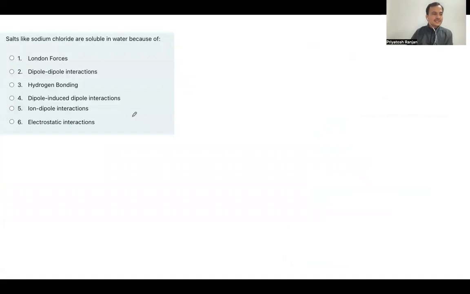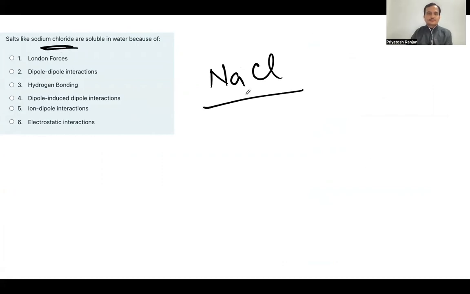Now, this is another question where they have asked, salts like sodium chloride are soluble in water because of. Simple. We all know that. Let's take an example of sodium chloride only. The bond between them is ionic. What happens when we dissolve it in water? There is a creation of the hydration cell, which results in the dissociation of the sodium chloride.